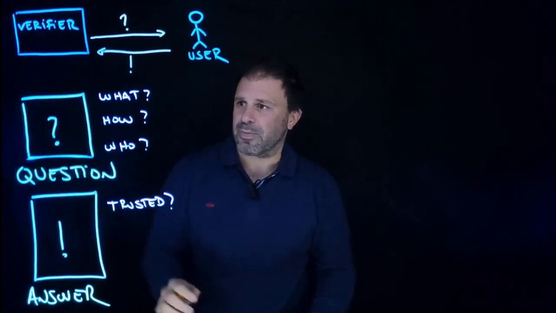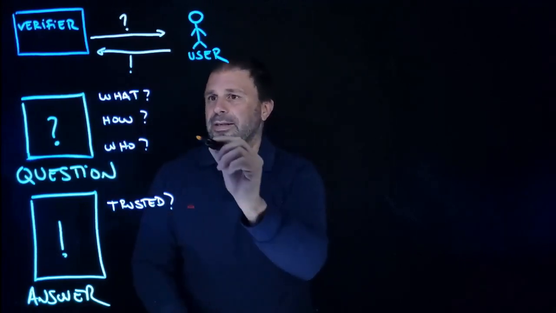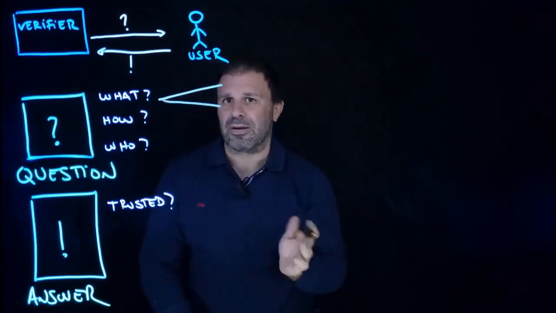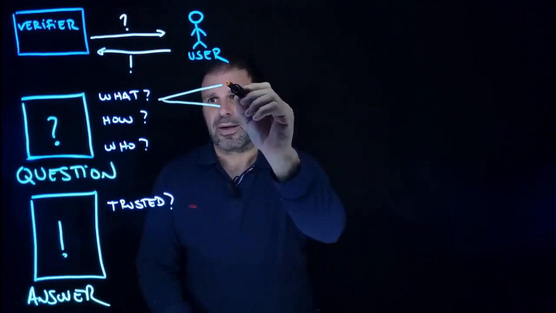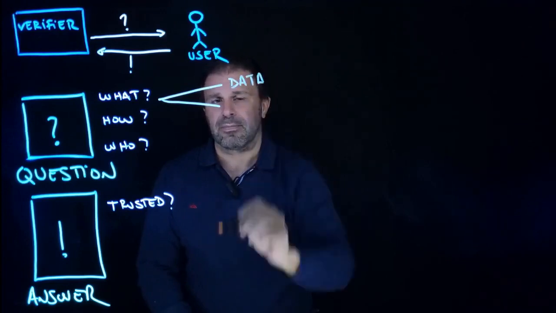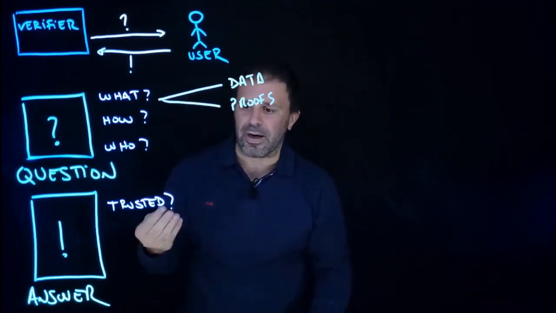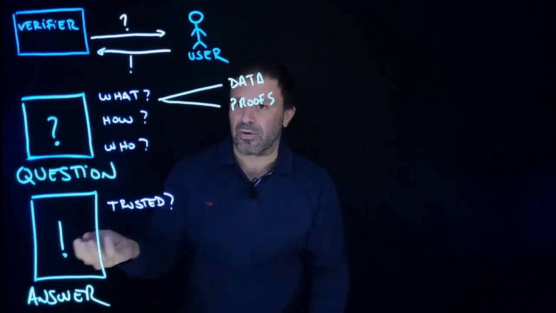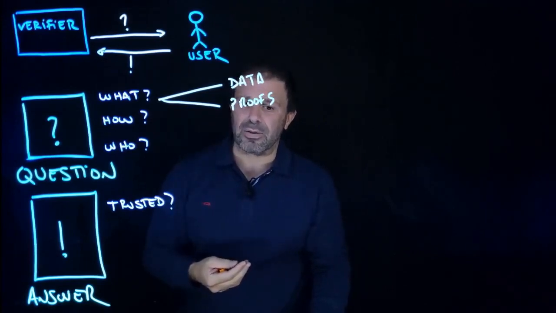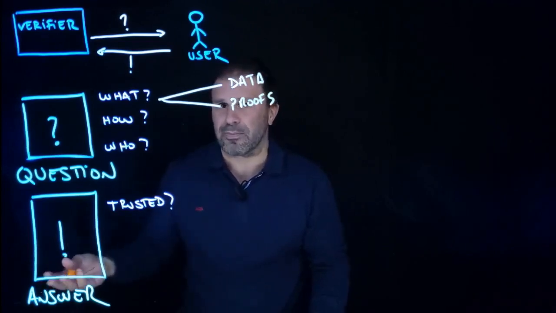Focusing on the question first, what can the verifier ask to the user? The verifier can present a query looking for two types of answers. The verifier can ask for data or for proofs. Asking for data, for example, is when a verifier asks what is your country of residence. Asking for a proof is for a verifier to ask you for a proof that your country of residence, for example, is not North Korea.